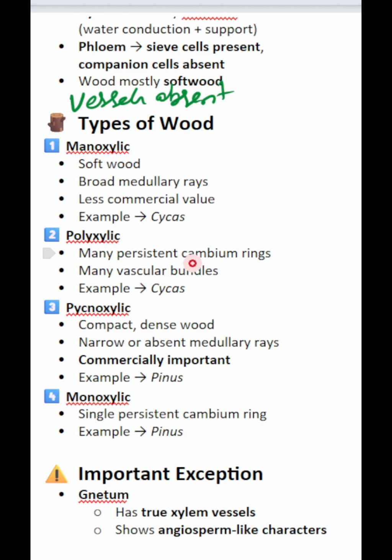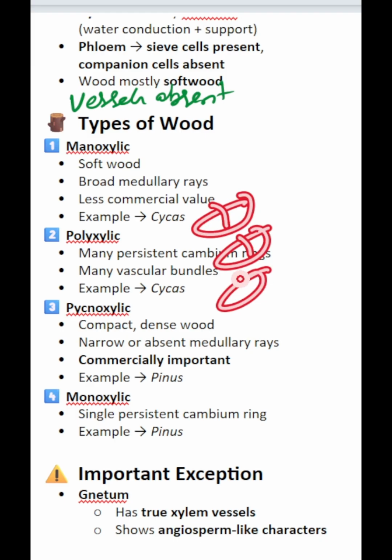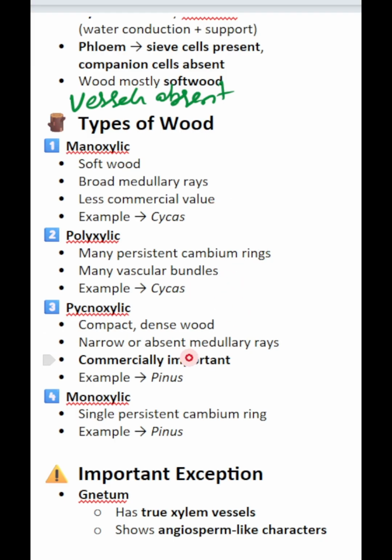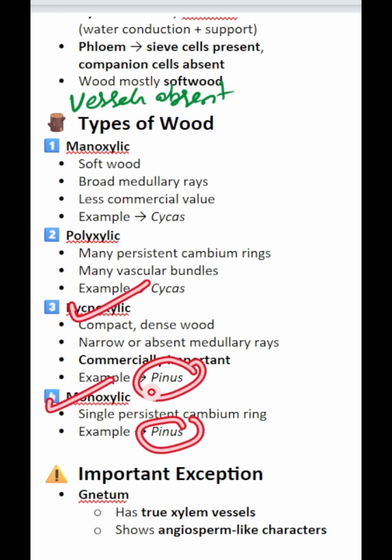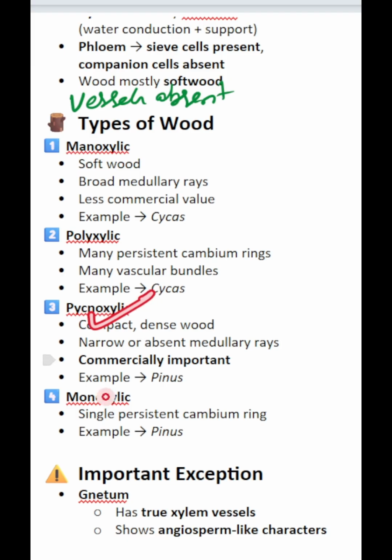Polyxylic means many persistent cambiums are present. As many cambiums are present, there are many vascular bundles, and this is the example of Cycas. So in Cycas we find Manoxylic and Polyxylic wood, whereas in Pinus we find the other form, that is Pycnoxylic and Monoxylic. Very important: in Pinus we find Pycnoxylic and Monoxylic, and in Cycas we find Manoxylic and Polyxylic.